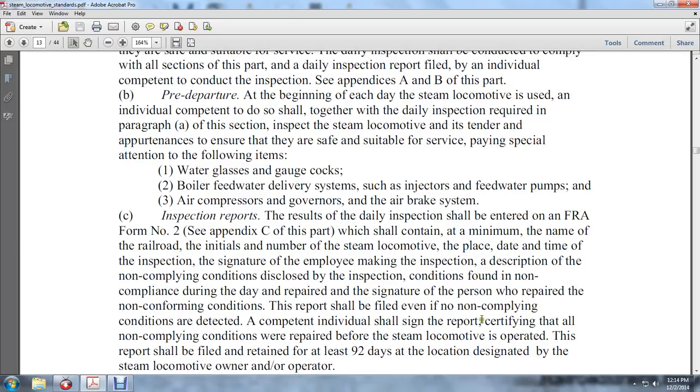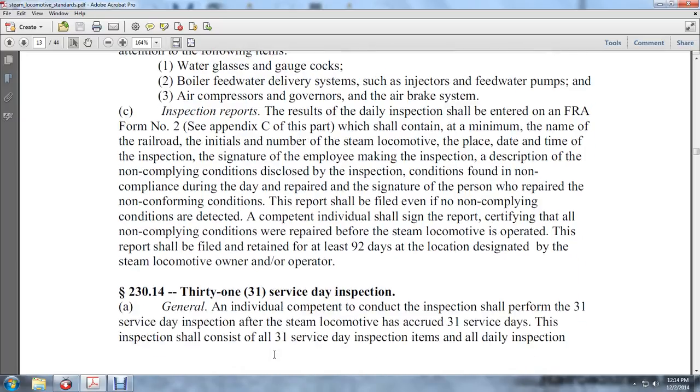The competent individual shall sign the report certifying that all non-compliant conditions were repaired before the steam locomotive is operated. The report shall be filed and retained for at least 92 days at the location designated by the steam locomotive owner or operator.